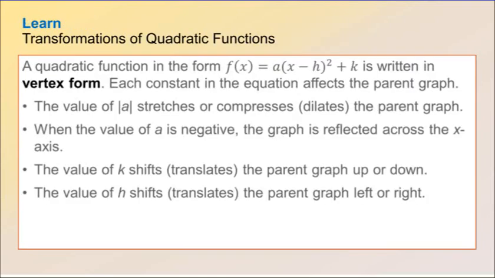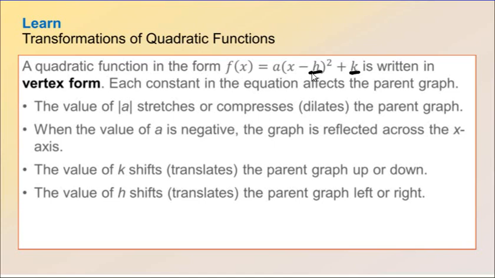And our last part for today is looking at transformations of quadratic functions when you're looking at vertex form. Vertex form is just another way of writing a quadratic where the form is giving you the vertex in there. So the h is your x-coordinate, and k is your y-coordinate. So each constant in the equation affects the parent function.